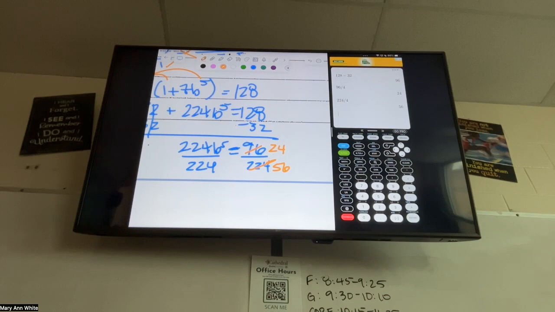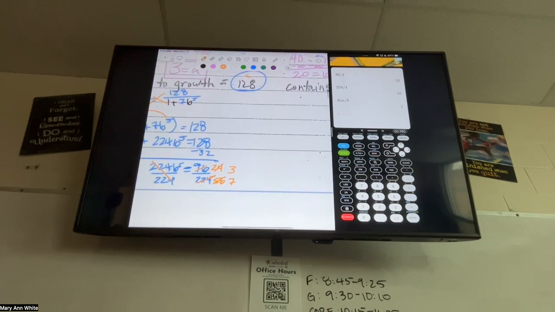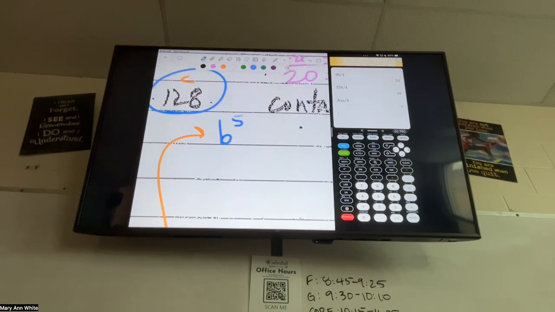Are both of those divisible by 8? Okay, yeah, that's 7, and then that's 3. Okay, perfect. So again, as easy as it would be to make it a decimal, I'd rather keep it a fraction, okay? Because I'm gonna leave it as a radical in the most simplified form I can think of, okay? So this says b to the 5th is going to be equal to 3 over 7.